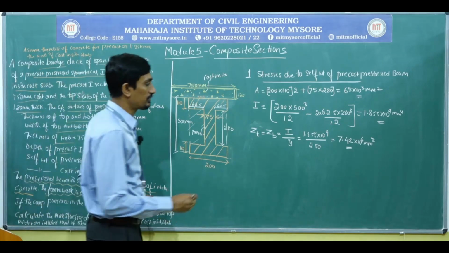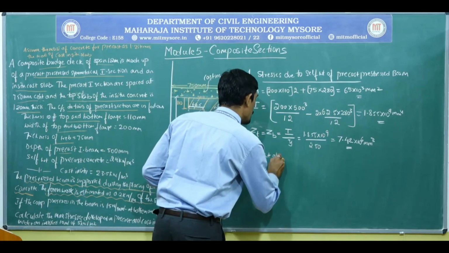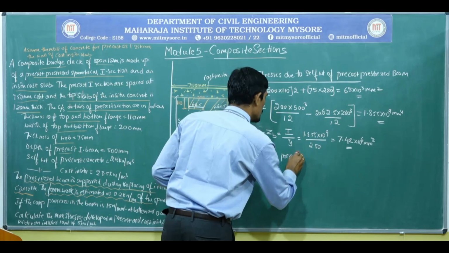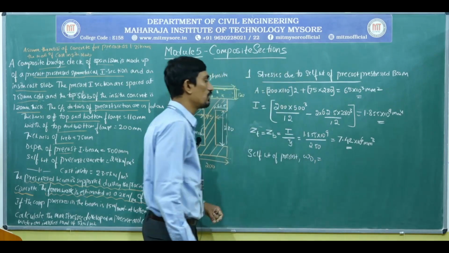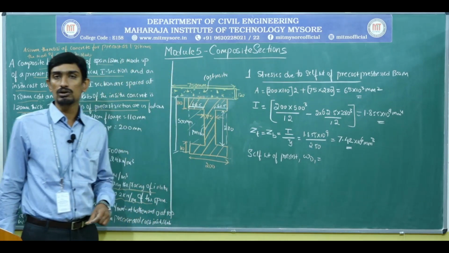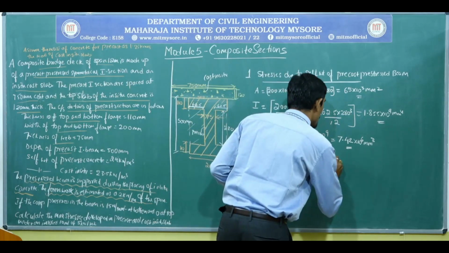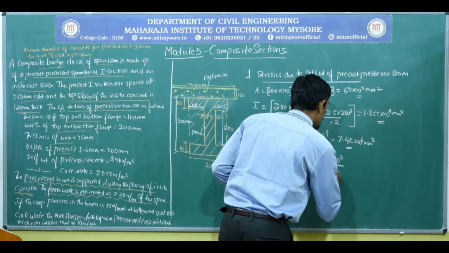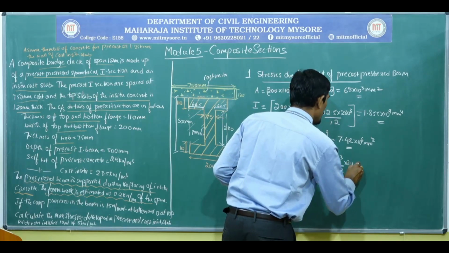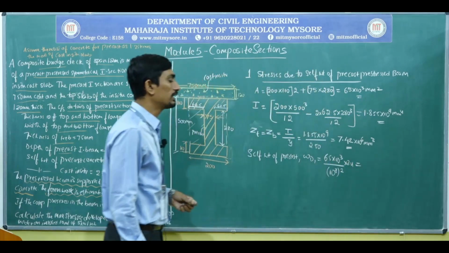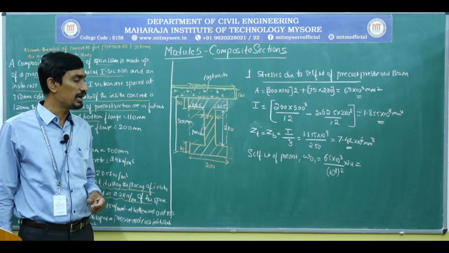Next, the same thing we did, self-weight of the precast section. That is WD1, which is equal to, you already know the area is in millimeter square, hence 65 into 10 to the power of 3 divided by 10 to the power of 6, into 24, because you want the answer in kilonewton per meter but your area is in millimeter square.